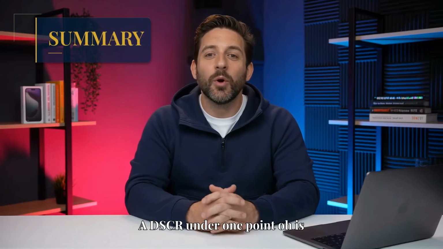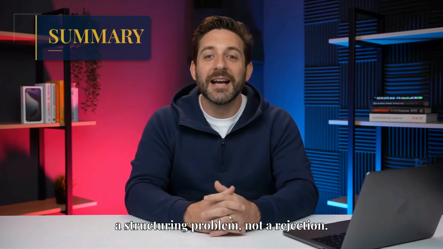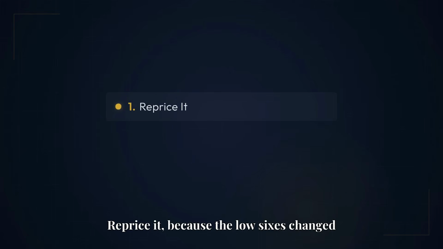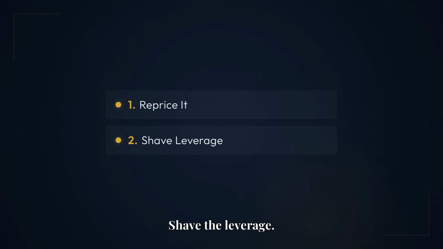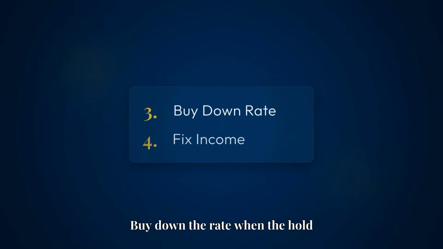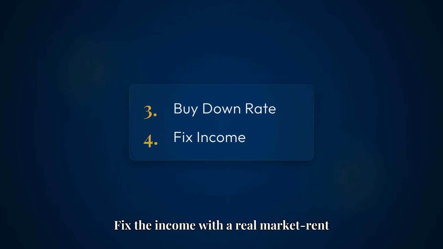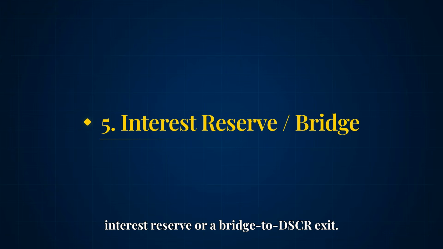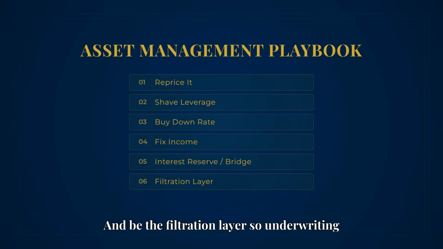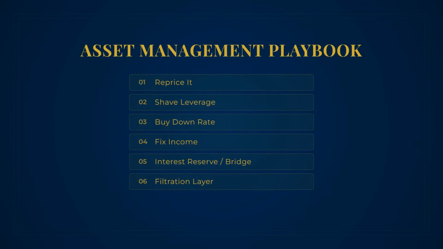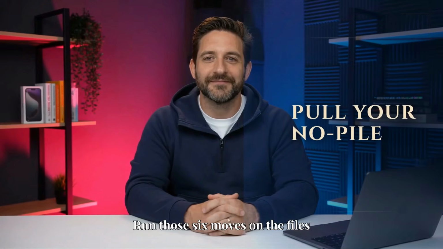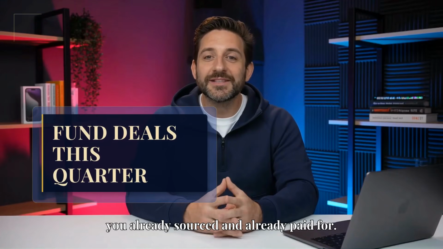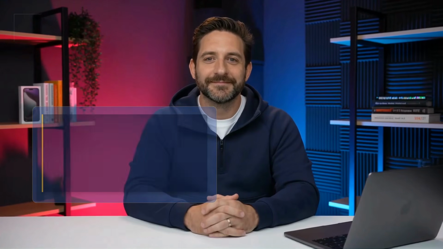A DSCR under 1.0 is a structuring problem, not a rejection. Reprice it because the low 6s change the math. Shave the leverage. Buy down the rate when the hold is long. Fix the income with a real market rent schedule. Structure around no cash flow with an interest reserve or a bridge-to-DSCR exit. And be the filtration layer so underwriting never kills a deal that was always fundable. Run those 6 moves on the file sitting dead in your pipeline right now, and you'll fund deals this quarter that you already sourced and already paid for.